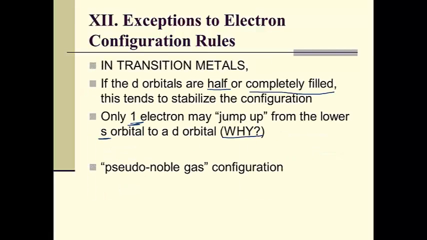This is known as a pseudo noble gas configuration when it's either a d5 or a d10. And you cannot jump two electrons because you cannot have a 4s or any s orbital be completely empty and have electrons in the energy level above it. This cannot be completely empty.